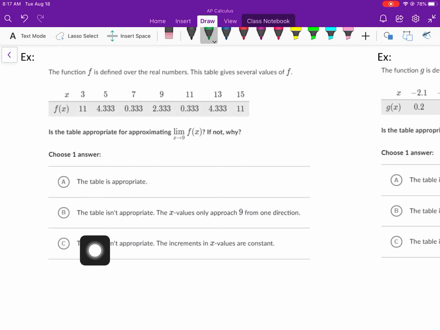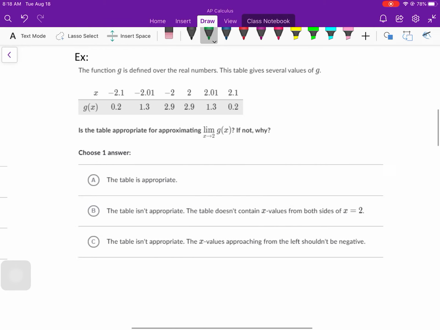And so let's see what the explanation is. The table isn't appropriate. The x values only approach 9 from one direction. No, it approaches 9 from the right side as well. We just didn't look at it. But the table isn't appropriate because the increments in x values are constant. We want them to be in decimals. We want them to be getting closer and closer and closer to our number.